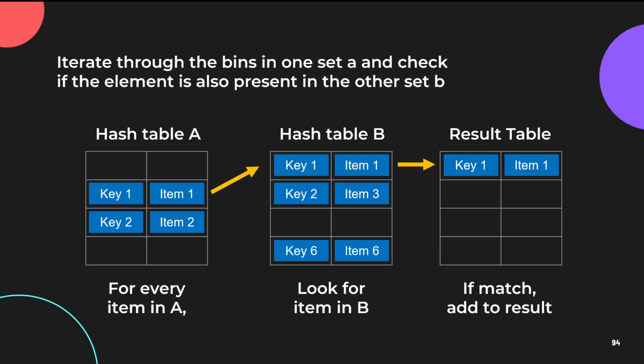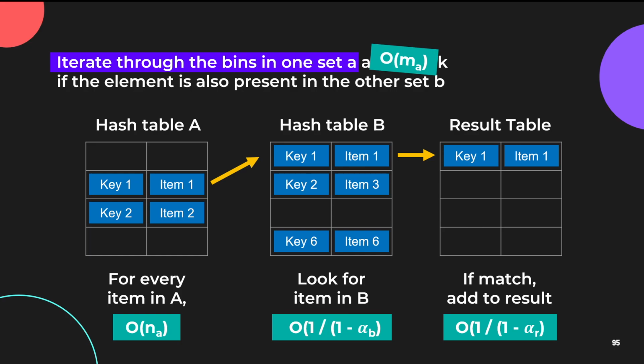So iterate through bins in one set A, then that will take MA. Okay, this will take MA. For every item in A, NA, nano A, look for the item in B. We are going to use this load B here, the load of B. And finally, to actually add to the result, we are going to use this load of the result. Okay, so using open addressing, we are going to get the O's here.